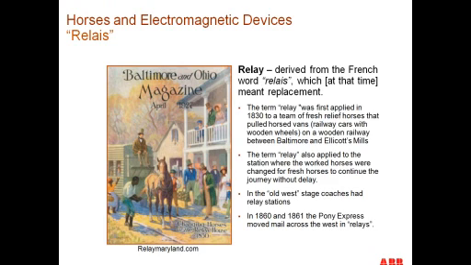Relay derives from the French word relais, which at the time meant replacement. The term relay was first applied in 1830 to a team of relief horses that pulled horse vans or railway cars on wooden wheels on the wooden railway between Baltimore and Ellicott Mills. The term relay was applied to the station where the work horses were changed for fresh horses to continue on the journey without any delays at all.